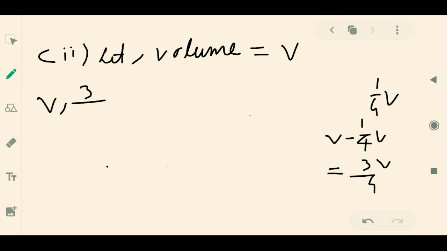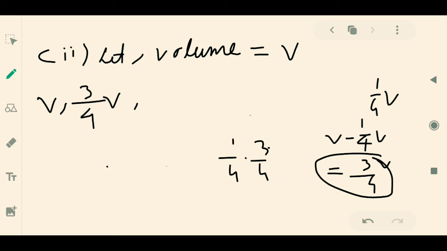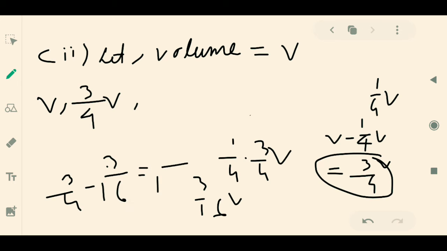So first V is there, then 3/4 V will be there. And now the remaining is this one. From here again 1/4 is taken out, which means 3/16 is taken out. Before that 3/4 is there, and now 3/16 is taken out. The LCM is 16. And you will get how much? 3/4 is 12/16, so 12 minus 3.